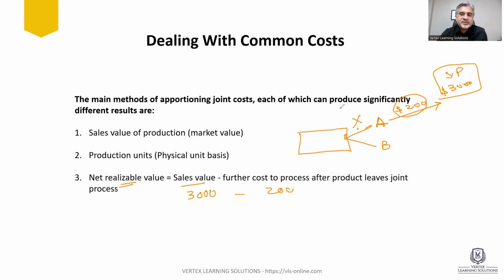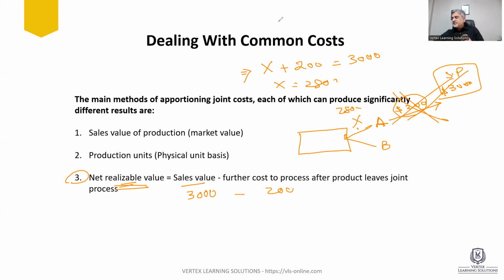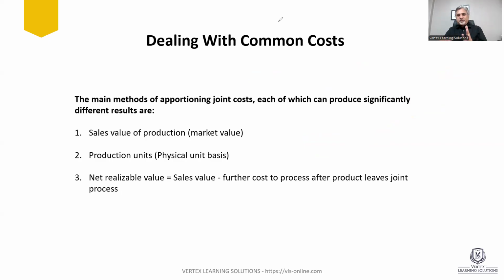So this was X, I didn't know, but X plus 200 is equal to 3,000. So X is 2,800. You can consider it like this: this was X, I didn't know, but if I invest 200 more on that, X plus 200 becomes 3,000. So essentially X is 2,800. This is a specific case. We use it in those situations where you have further processing. If you do not have further processing, then this method will not apply. Anyways, these are the 1, 2, and 3 methods.